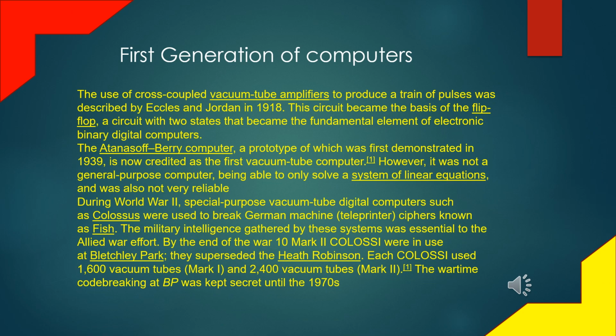First generation of computer was based on the vacuum tube amplifiers. The use of cross-coupled vacuum tube amplifiers to produce a train of pulses was described by Eccles and Jordan in 1918. During World War II, special purpose vacuum tube digital computers such as Colossus were used to break German machine ciphers known as fish. The military intelligence gathered by these systems was essential to Allied war effort. By the end of the war, 10 Mark II Colossi were in use at Bletchley Park.